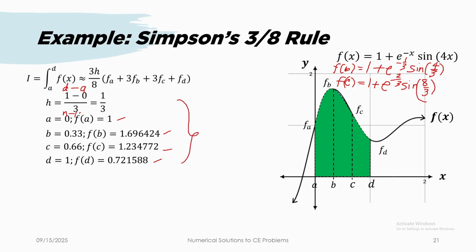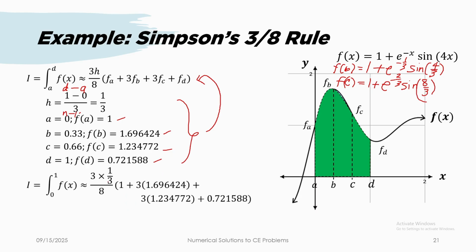We now have all those needed for the formula. We just plug in. That's 3 times 1/3 over 8 times the summation of 1 and 3 times 1.696424 and 1.234772 plus 0.721588, giving us the estimated area as 1.314397 units squared.